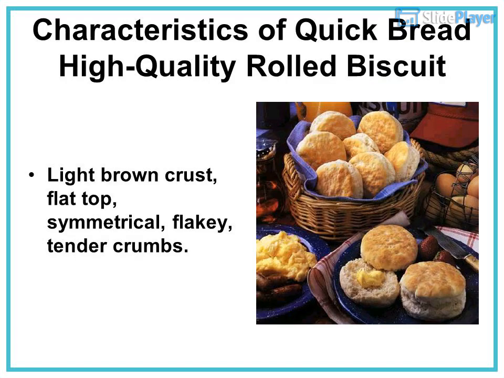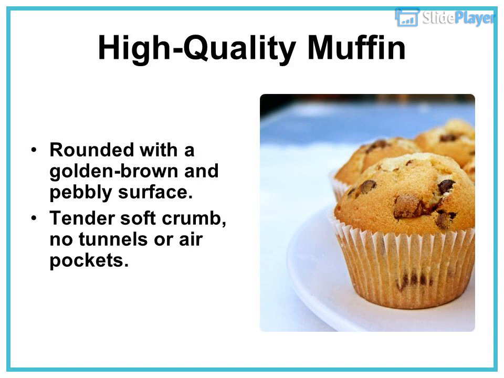Characteristics of quick breads: a high quality rolled biscuit has a light brown crust, flat top, symmetrical shape, flaky and tender crumbs. A high quality muffin is rounded with a golden brown, pebbly surface, and a tender, soft crumb with no tunnels or air pockets.